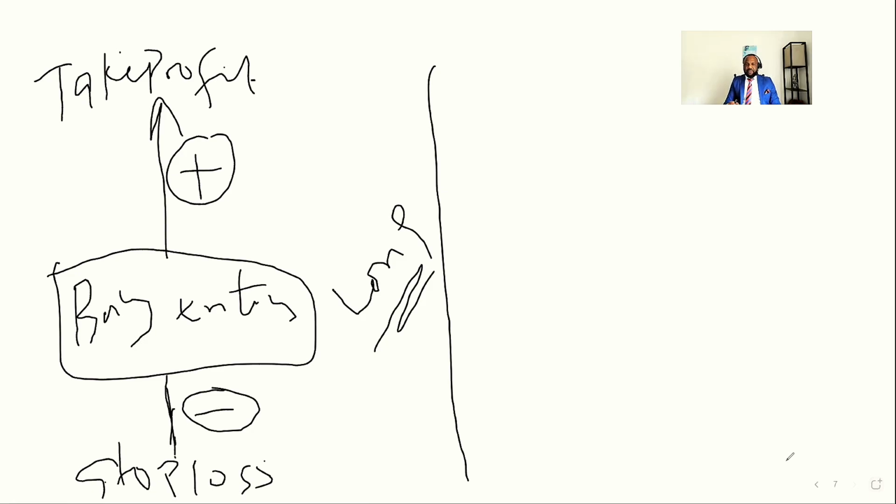Draw this diagram down. It will help you. This is what I did when I was learning. I had to use diagram, so anytime I look at my notes, I say, okay, I'm doing long position, so I have to buy. So take profit has to be above, so I have to add. Then stop loss has to be below, so I have to subtract. Oh, okay.